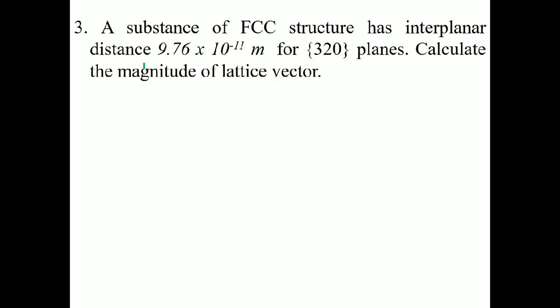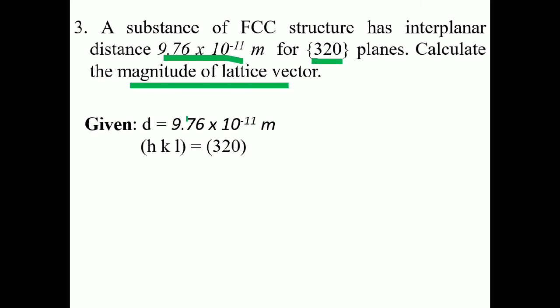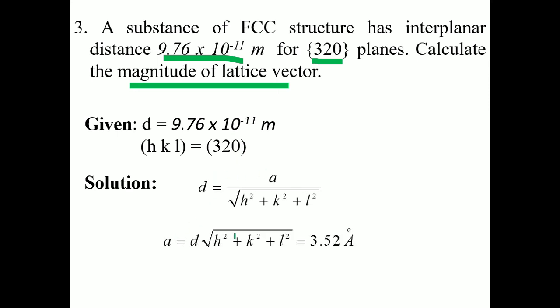And in the third problem, a substance of FCC structure has interplanar distance 9.76 into 10 power minus 11 meter for 320 planes. Calculate the magnitude of the lattice constant. It is simply similar to the previous problem. In the previous problem, a was given, but here we have to calculate that a. d is given here, h, k, l are also given. You have to calculate a. Just simplify this equation, substitute the given d value and h, k, l values. You will get the answer.